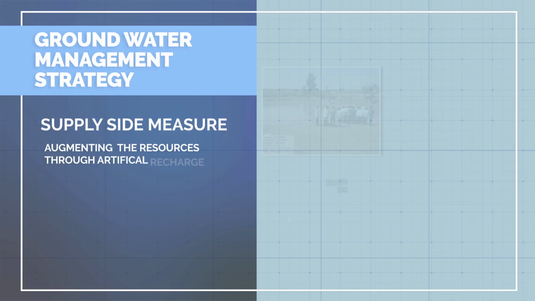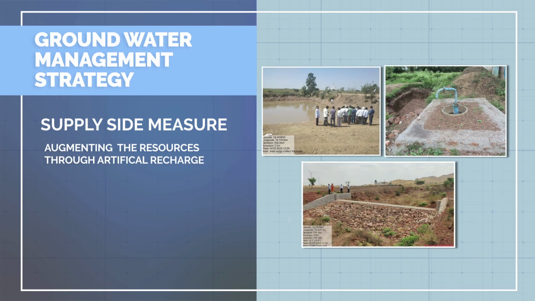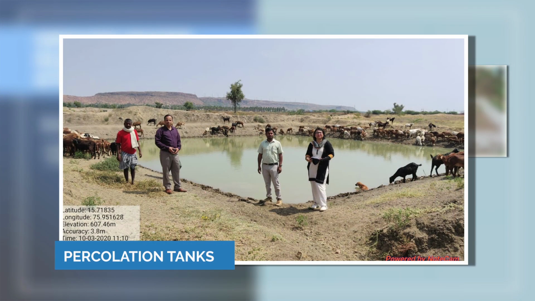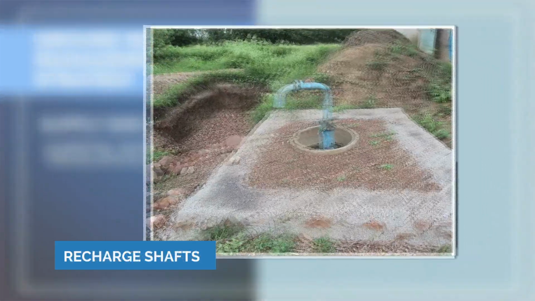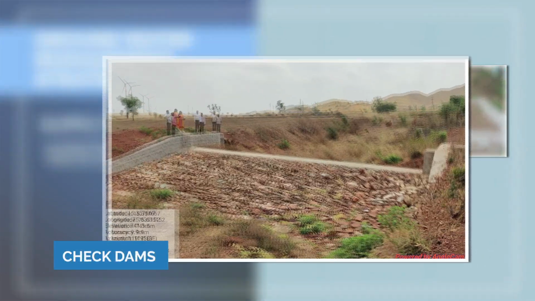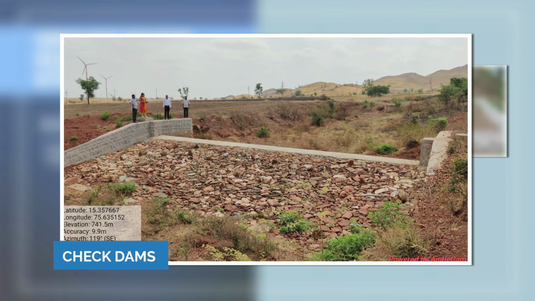Two basic aspects of management strategies are: number 1, supply side management, that is augmenting the groundwater resources. And this can be done through artificial recharge or managed aquifer recharge by construction of percolation tanks, recharge shafts, check dams or similar structures.